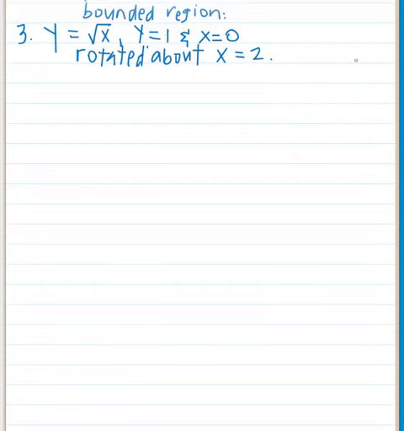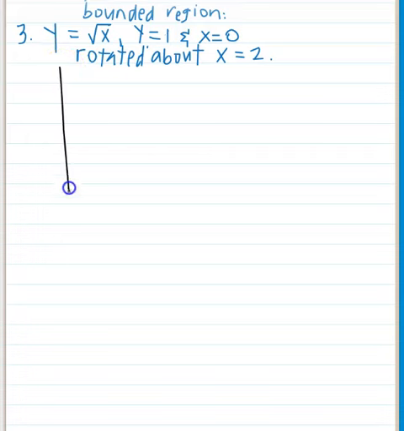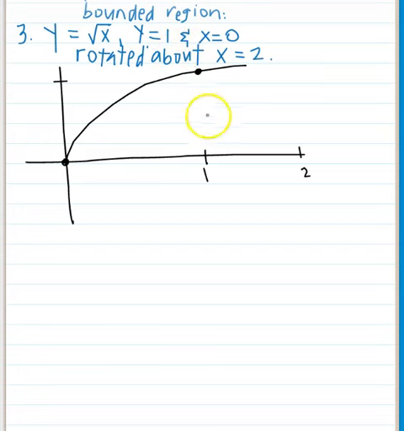Okay, so the bounded region is with y equals rad x. Well, that is one of those square root functions. So I know 1, I'll put 2 over here, 0, 0, 1, 1. The graph looks something like that.